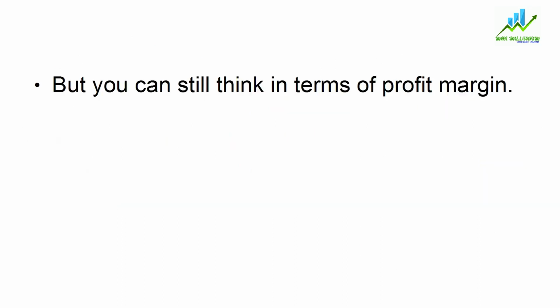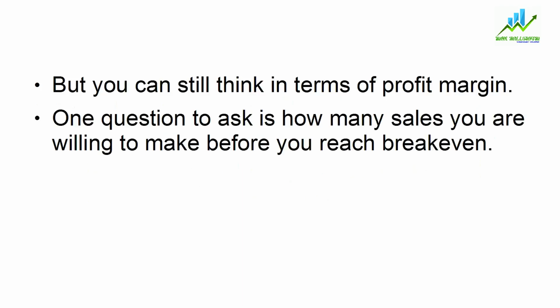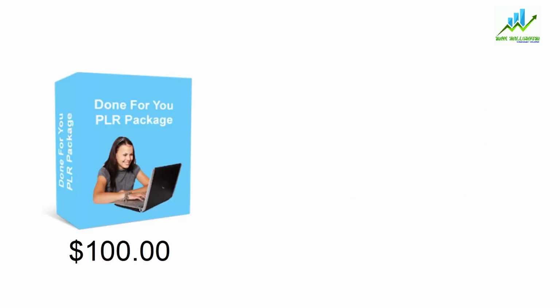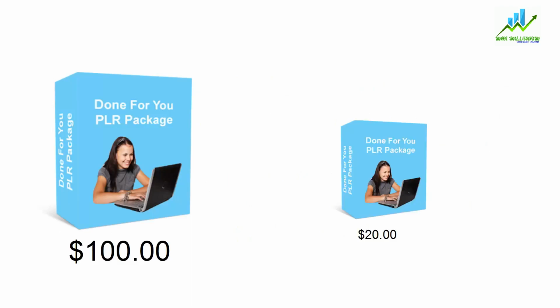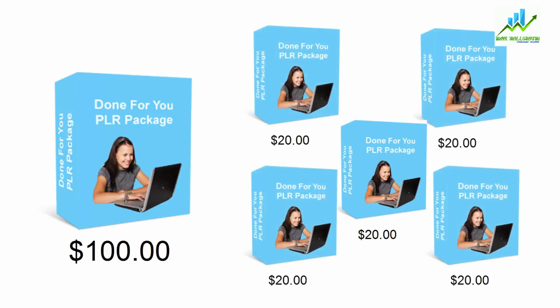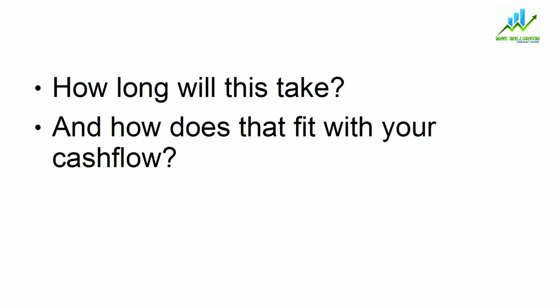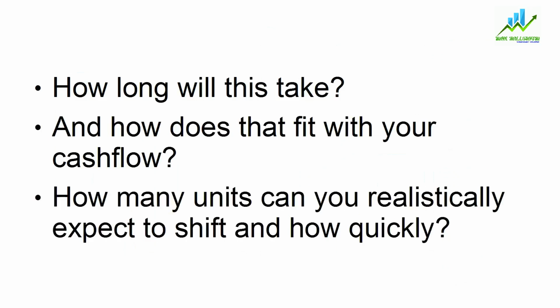But you can still think in terms of profit margin. One question to ask is how many sales you are willing to make before you reach break-even. Break-even is the point at which your revenue meets your initial expense, so that you're in profit with each subsequent sale. So, if you spent $100 on a PLR product and then sold it for $20, you would need to sell 5 to reach break-even. How long will this take? And how does that fit with your cash flow? How many units can you realistically expect to shift, and how quickly?